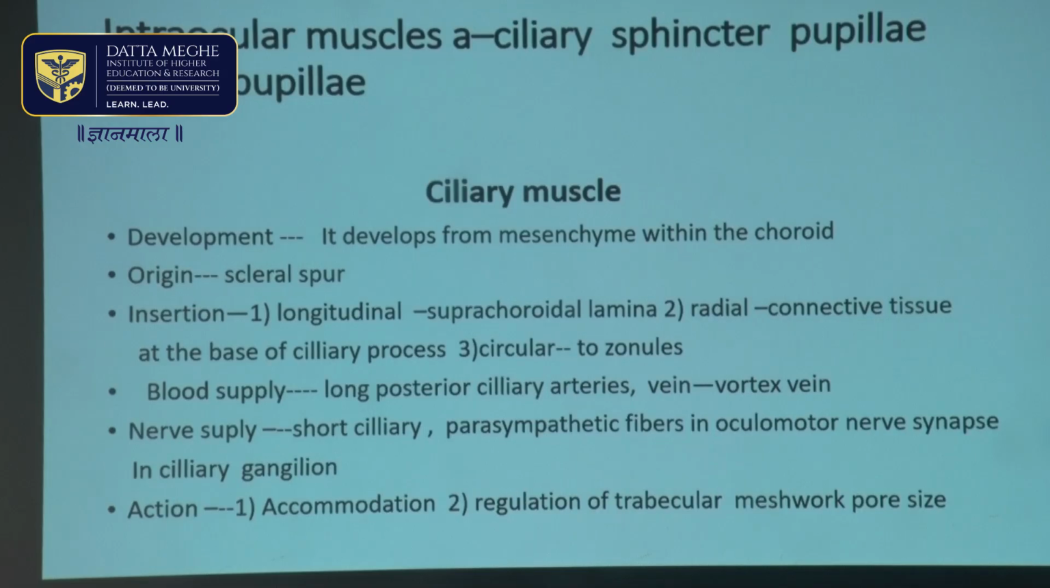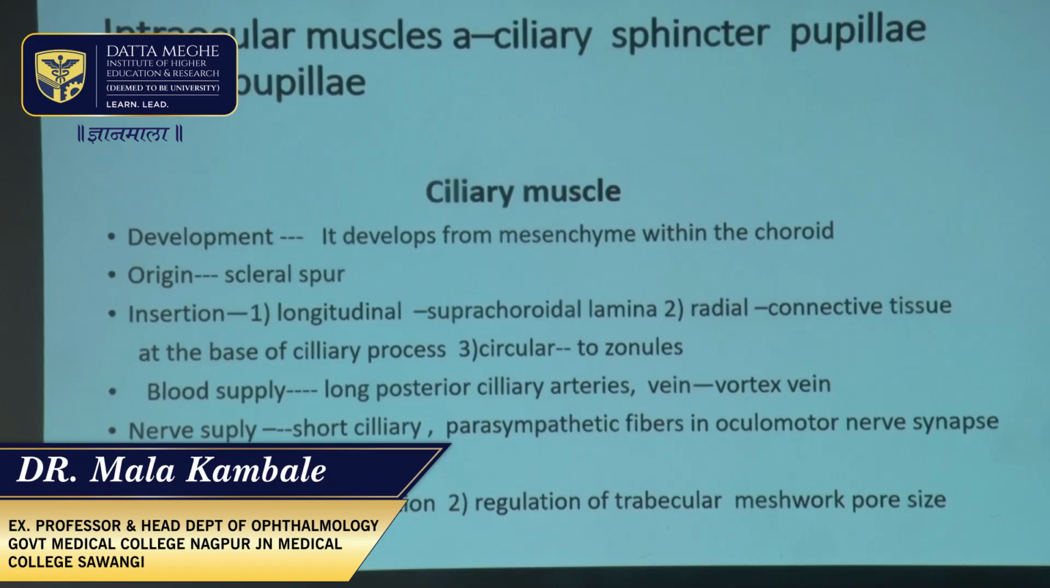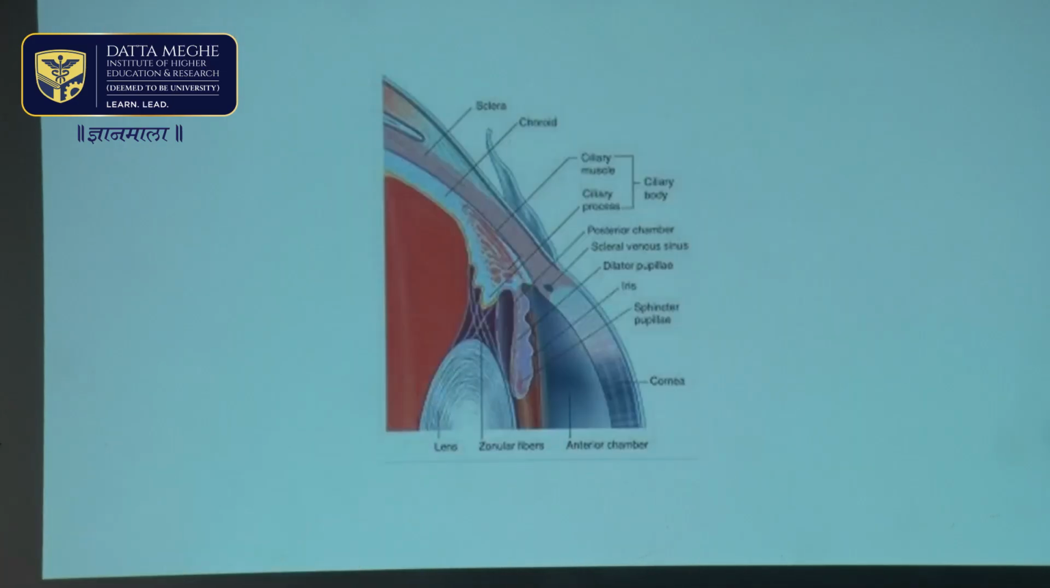The ciliary muscle has 3 layers of fibers. One is the longitudinal fibers, which are inserted in the suprachoroidal lamella, and they are the outermost fibers. The second layer of the ciliary muscle is the radial fibers, which are inserted into the connective tissue at the base of the ciliary process. And the third layer of fibers is the circular fibers, which is the innermost layer of the ciliary muscle.